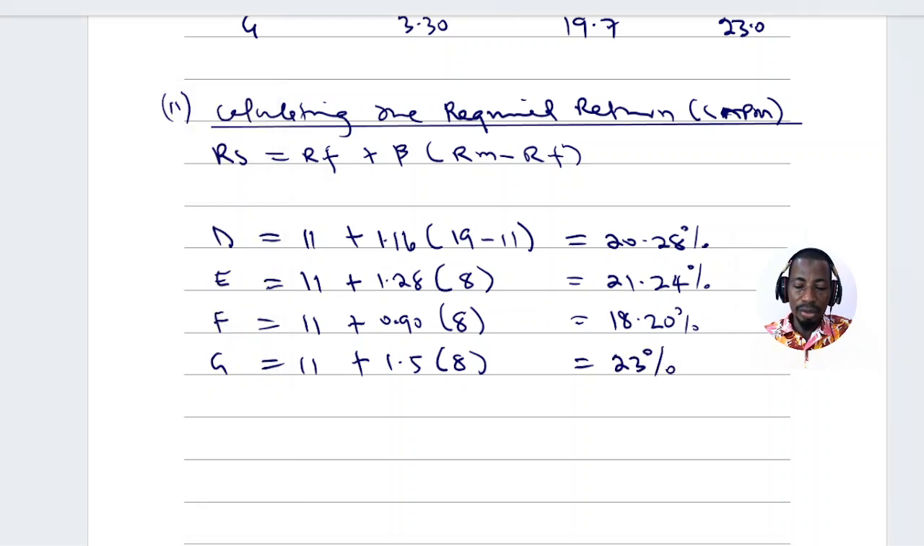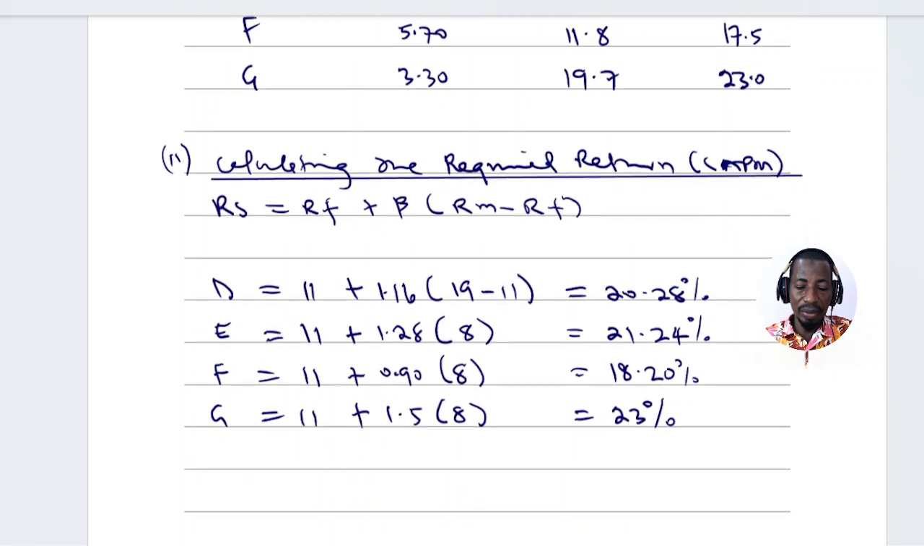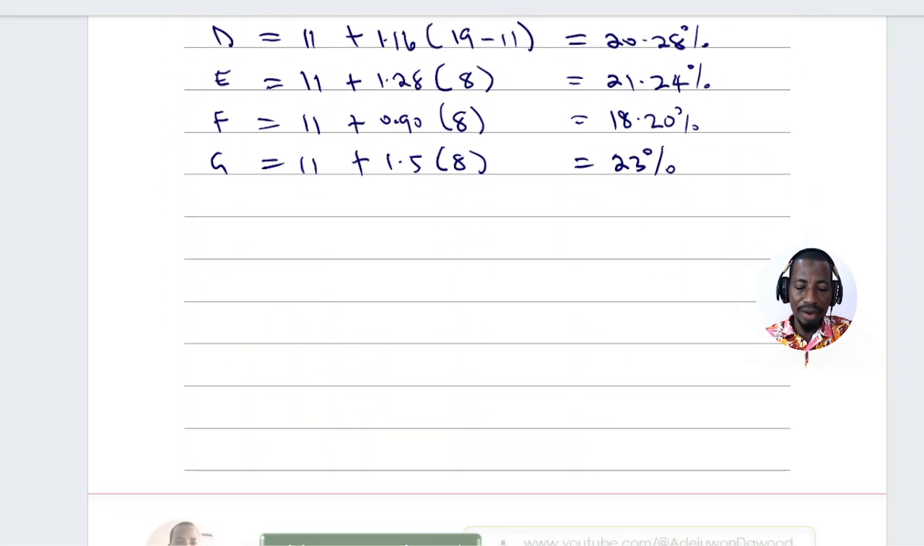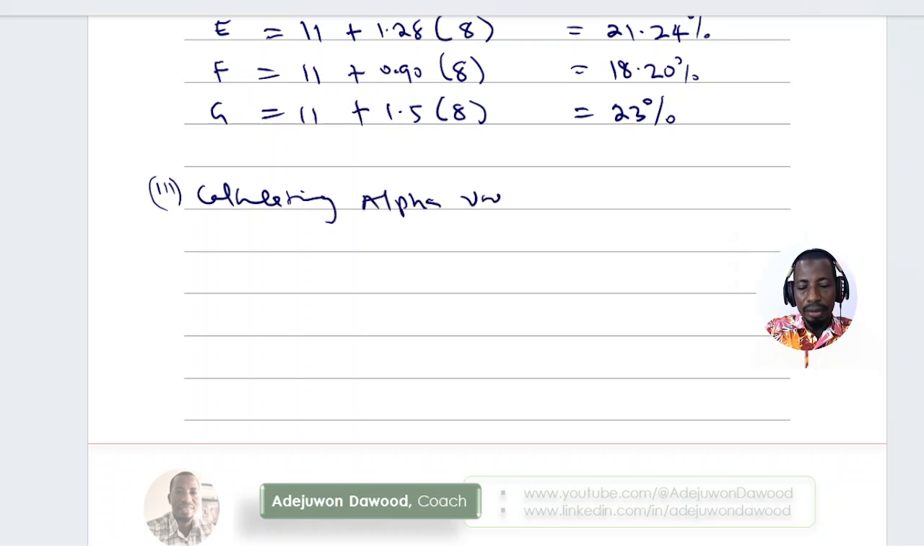So that's that. Now that we have computed the expected return, we've also determined the required return. Then let's compute the alpha value. So step 3 now, Roman figure 3: calculating alpha values, denoted as this. That's alpha.